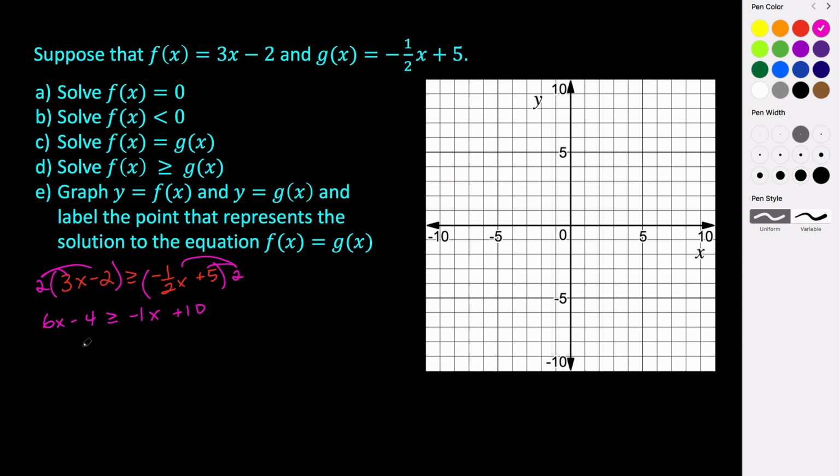So add 4 and add 1x to both sides. And we get 7x is greater than or equal to 14. Divide by 7, and we get that for x values greater than or equal to 2, our function f of x will be greater than g of x. So for all values of x greater than or equal to 2, the function f of x will be greater than or equal to g of x.